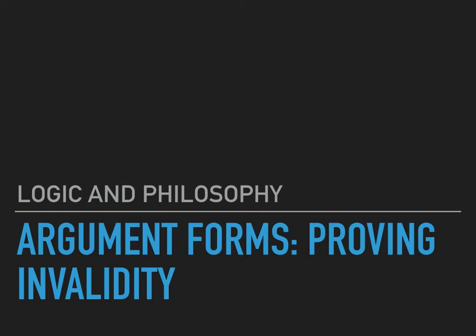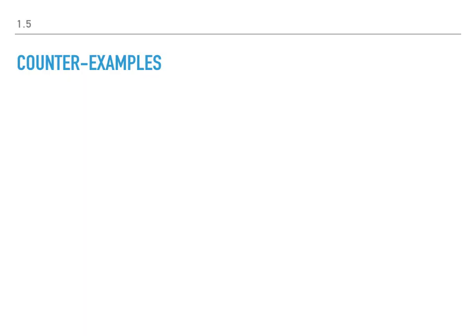So in this one, we're continuing to work through chapter 1. We're now in section 5 of chapter 1, talking about argument forms and proving invalidity. So as before, I want to work through some examples in the textbook, and what we're doing now is talking about counterexamples. So we've been working our way up to discussing exactly this.